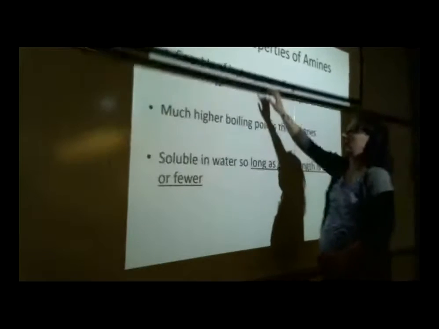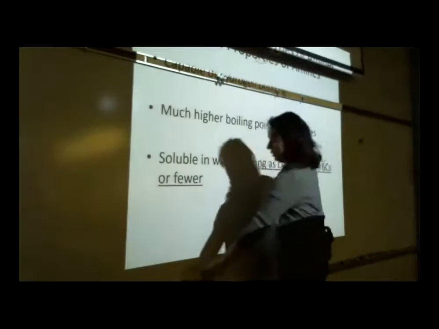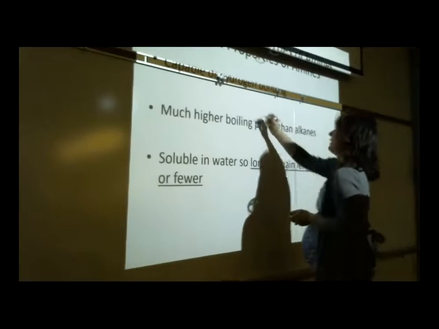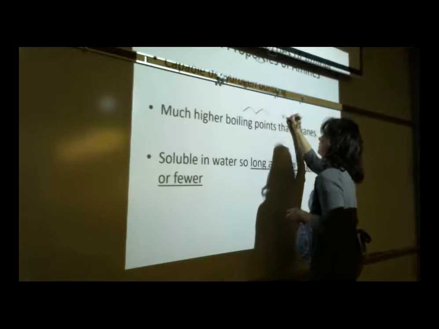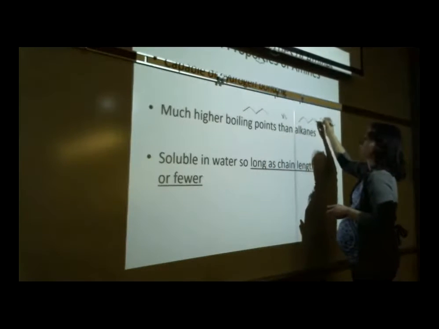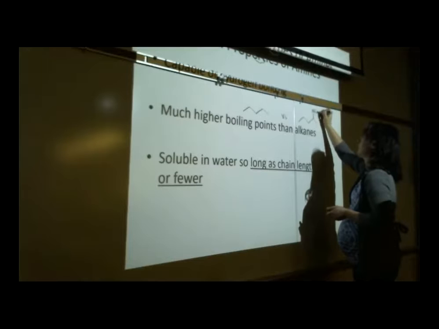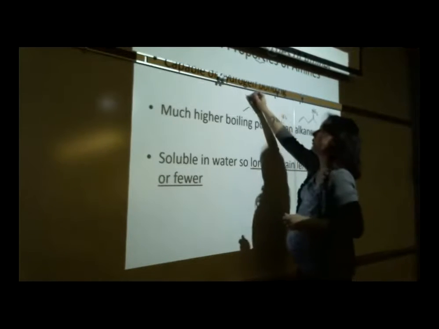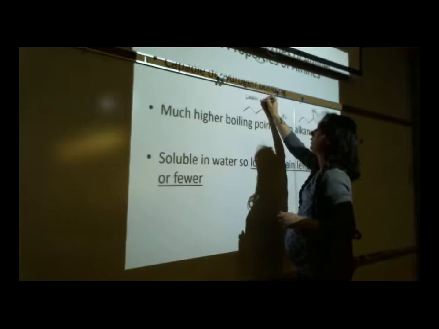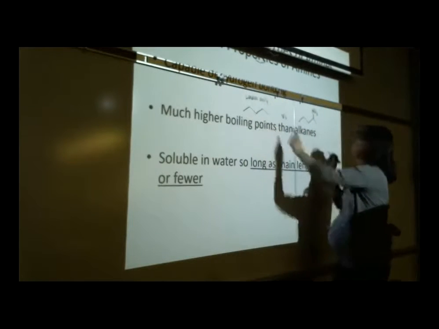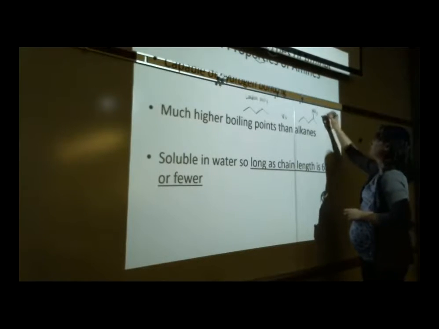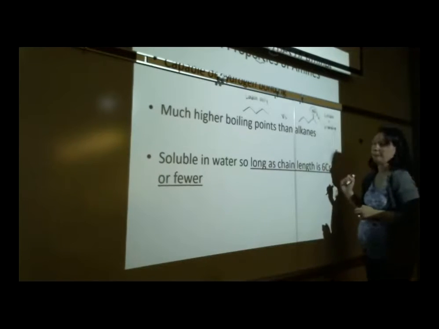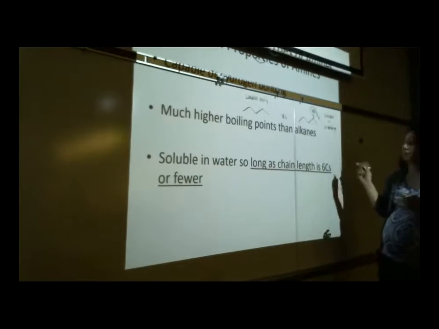Right? So if we had, let's say, 1, 2, 3, 4, 5 versus... right? IMFs here would be London only, right? This is nonpolar, whereas this is London and hydrogen bonding. This part right here is capable of the hydrogen bonding. And then the rest of this thing would be capable of London.